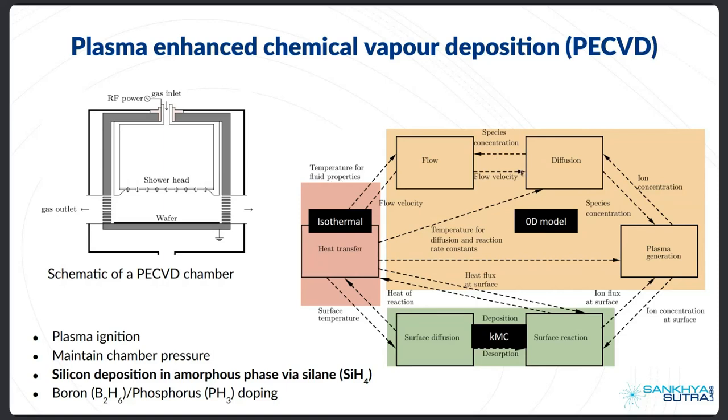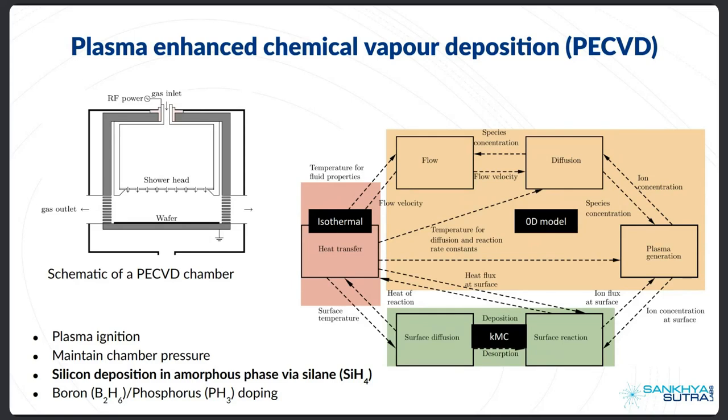What I'm showing here is the coupling between various physics phenomena, if we were to model this plasma reactor in its complete detail. So we have flow, then diffusion due to the multi-component species present both in the gas phase as well as in the surface phase. Then we also have plasma, which leads to the presence of high energy electrons in the system, which help dissociate the atoms, which then go on to deposit onto the surface and enhance the rate of deposition.